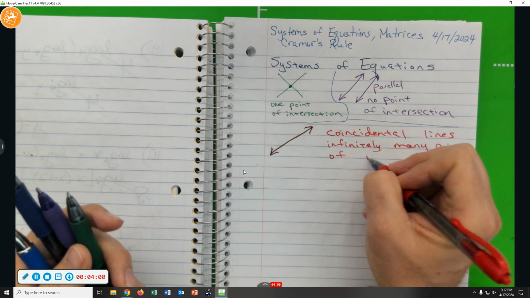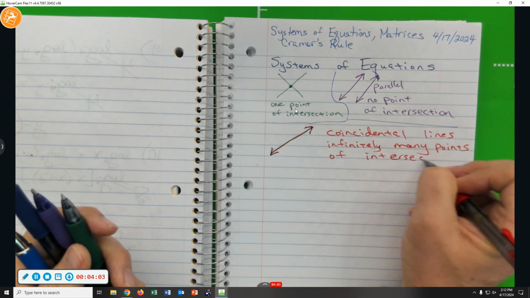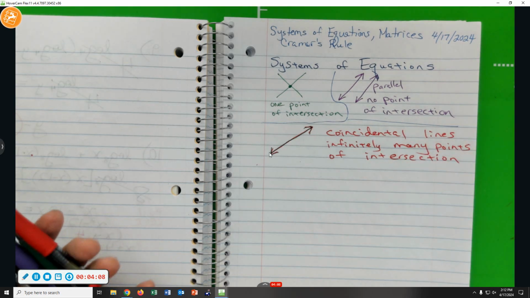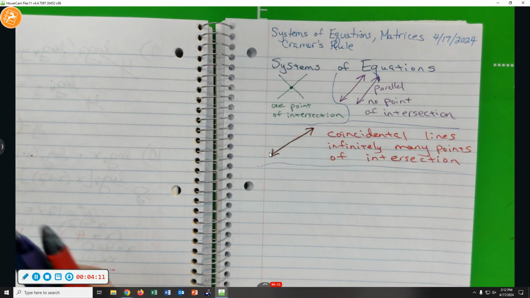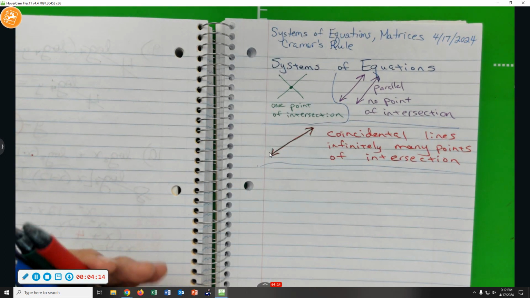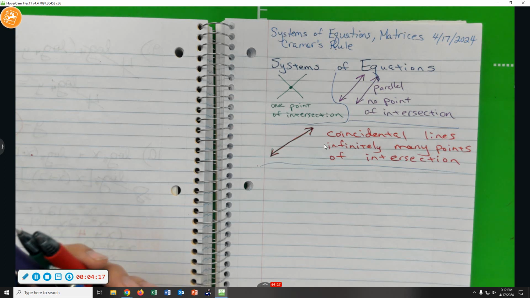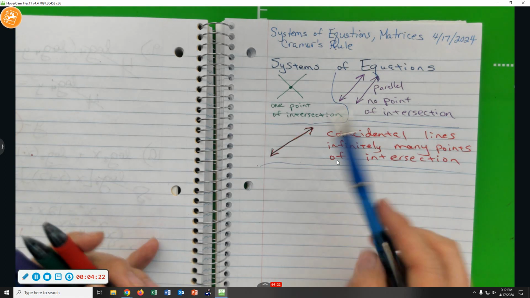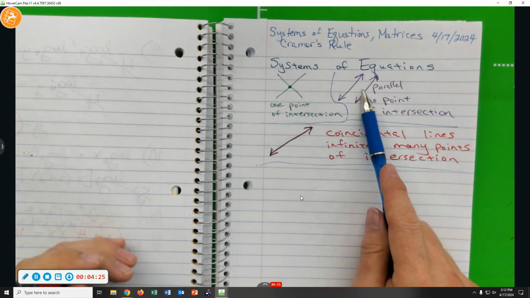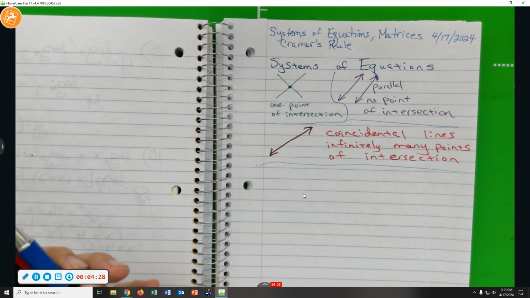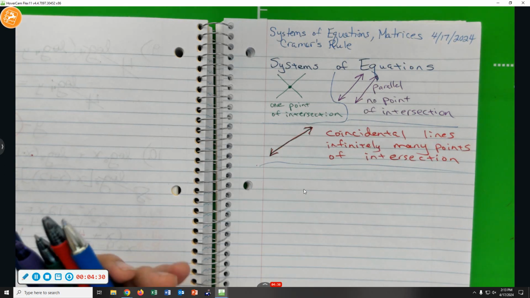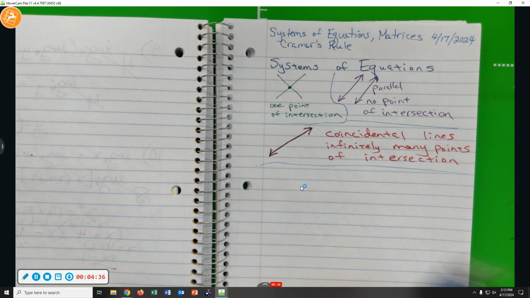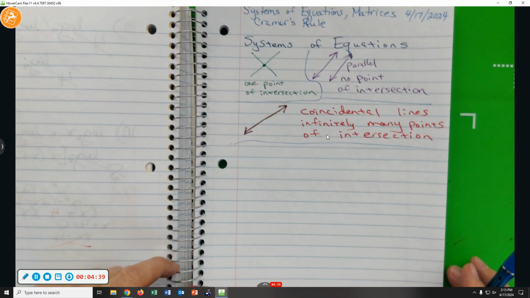So with two lines, you either have one point of intersection, no points of intersection, or infinitely many. So going back to my question, could you draw two lines that had 3 points of intersection? Exactly 3? No. Could you draw two lines that have exactly 2 points of intersection? No. The only possibility is 1 point, no points, or every point. So we're going to look at two different methods of solving systems of equations. And to solve a system means to find the point or points of intersection.